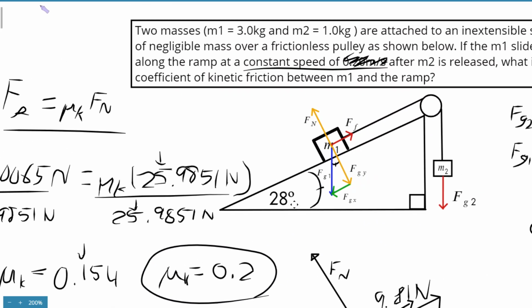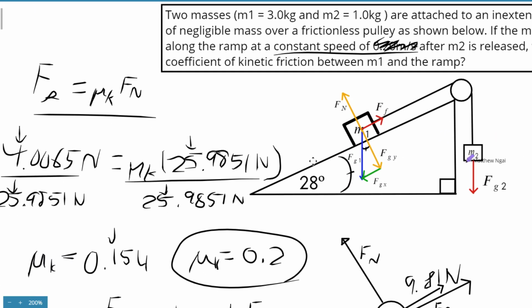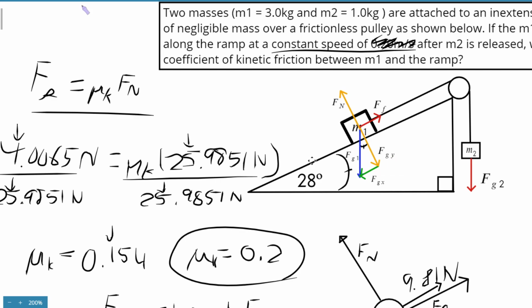As you can see in my diagram, the green is the driving force of the system, so it's what makes it go, and the red resists the system. So friction resists motion, and this M2 resists the pull of FGX.